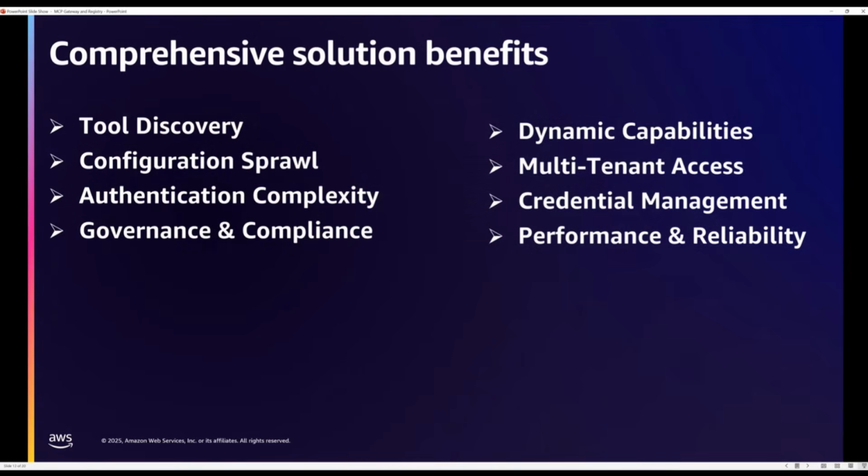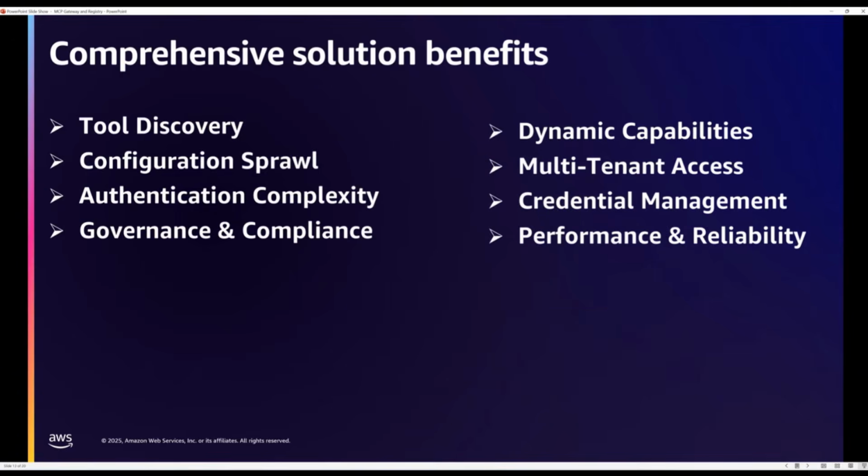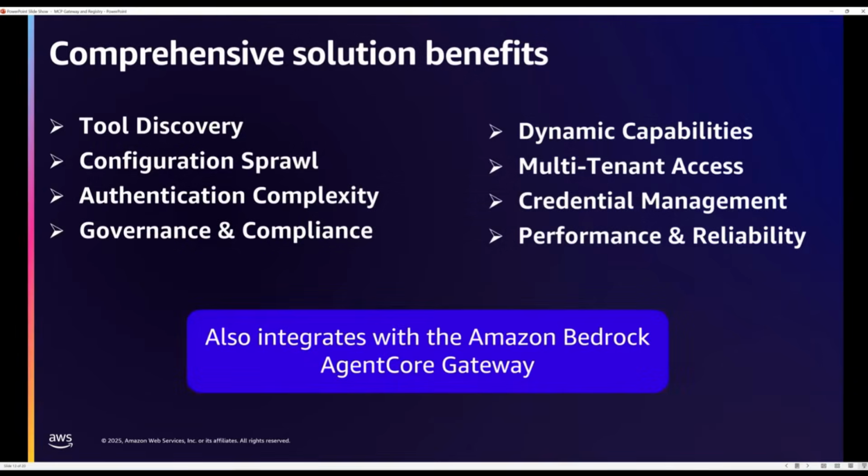So it solves these problems of tool discovery, configuration sprawl, authentication and authorization, and all the other things. It also integrates with the Amazon Bedrock AgentCore Gateway. So you can bring an MCP server and register it with this gateway solution. The MCP server could be the AgentCore Gateway MCP server. It could be a streamable HTTP server that exists as a SaaS offering from some provider. It could be an MCP server, an SSE or streamable HTTP server, that you host in your AWS account, and so on and so forth. You can register that with this solution.